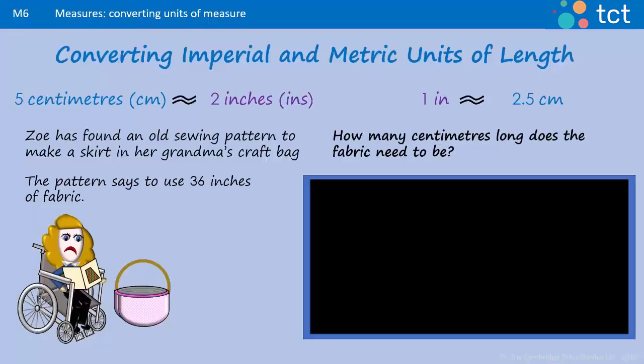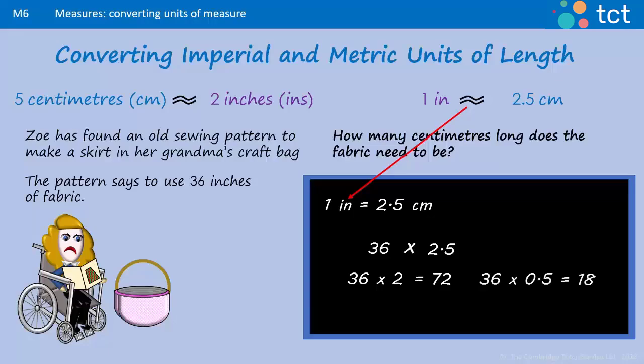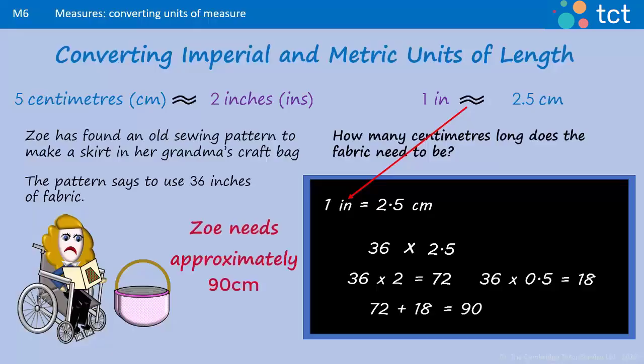If we go with the simple conversion, 1 inch is 2.5 centimetres. The pattern says that Zoe needs 36 inches of the fabric. 36 times 2.5 should tell us how many centimetres we need. 36 times 2 is 72, and 36 times a half is 18. If we add 72 and 18 together, that's 90. It's fine to answer this by saying that the pattern uses approximately 90 centimetres.